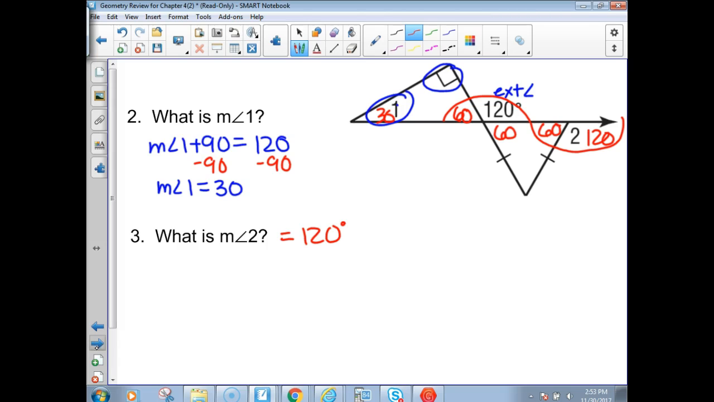So if a triangle has 3 equal angles, each of them is 60. If a triangle has 2 equal angles, then you can figure out that 2 of them are the same. Okay, thank you.